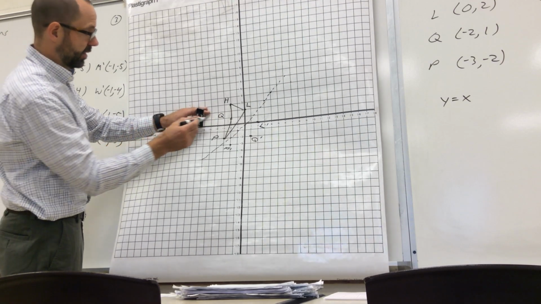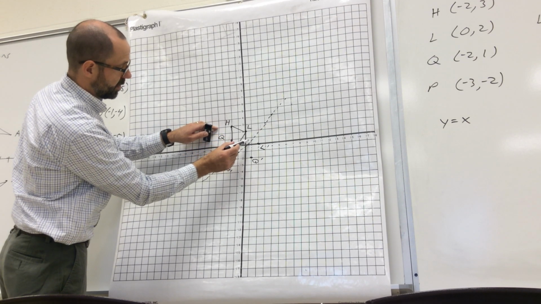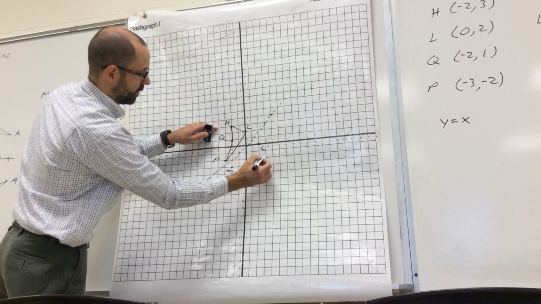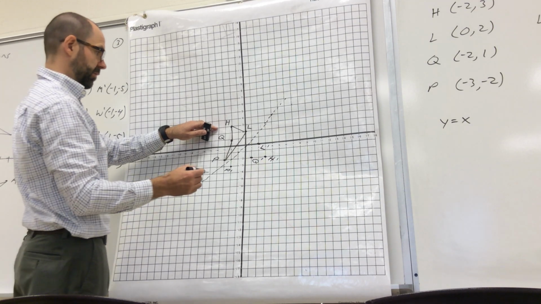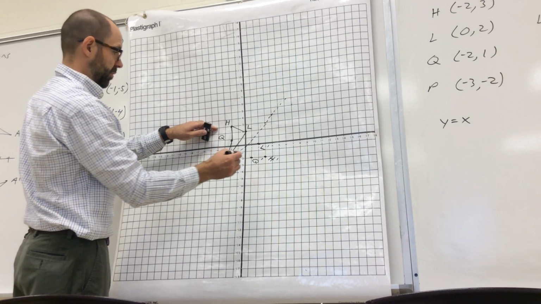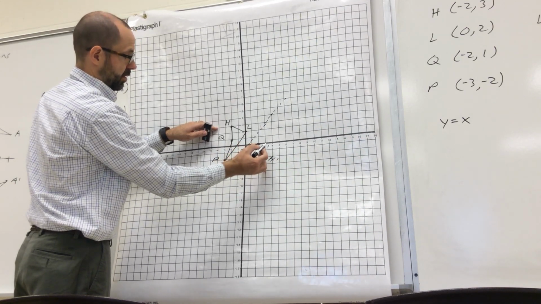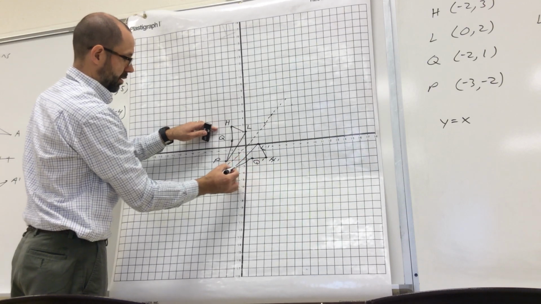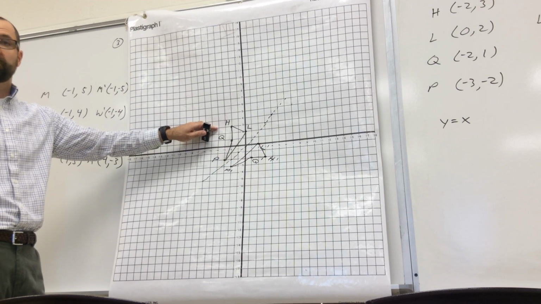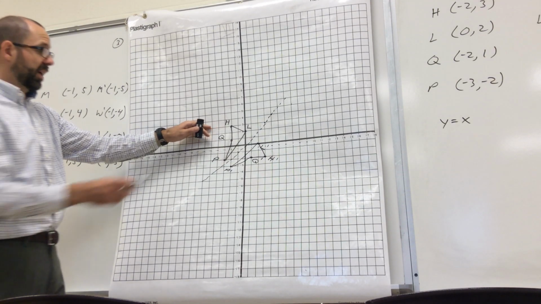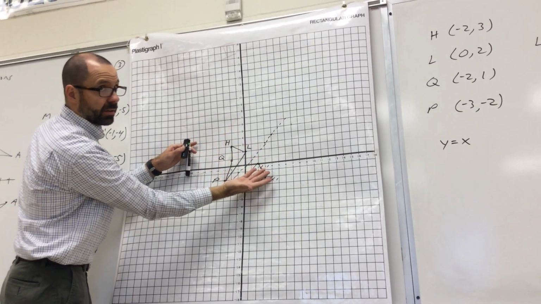And then I've got H left. So let's see, H is 1, 2.5 away. So I've got to go a half, 1, 2 away. Okay, so that's going to end up looking like this. So what happened was I took this figure and reflected it over to here.